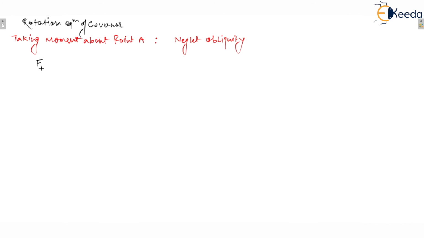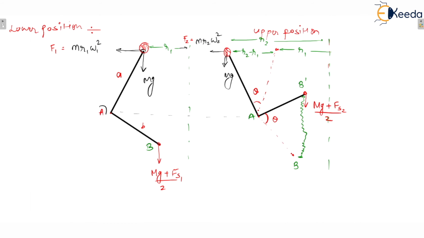That is f1 multiplied by A, and if we are taking moment about point A, it is making an anti-clockwise couple, and this force is making a clockwise couple: mg plus fs1 by 2 into B. So one is in the anti-clockwise direction and the other is in the clockwise direction, so both will be equal to each other. Are you getting my point? Is there any doubt? This is as simple as we can see.